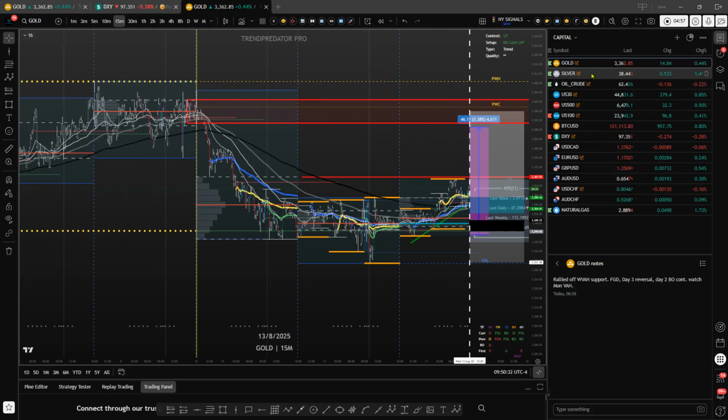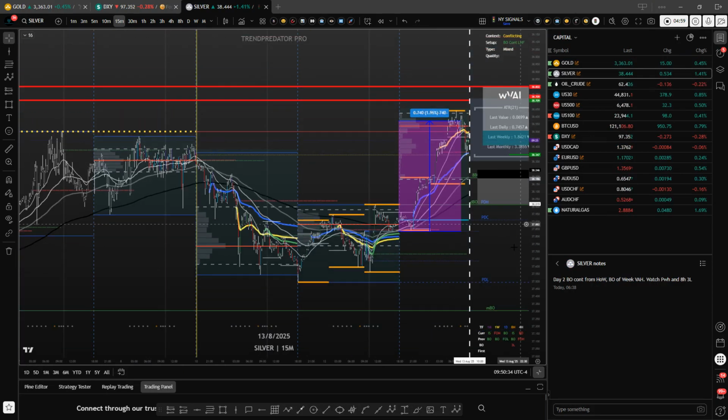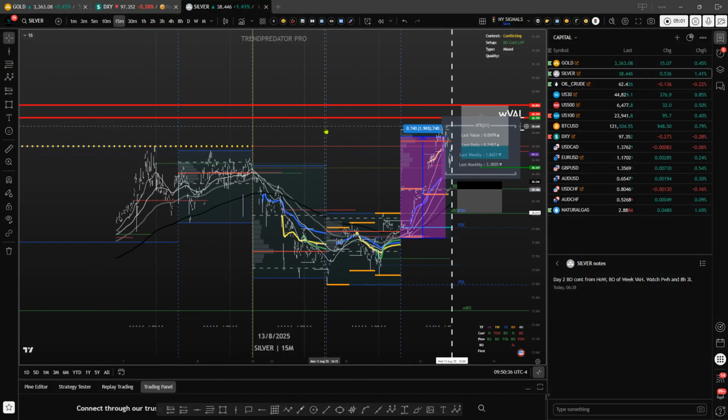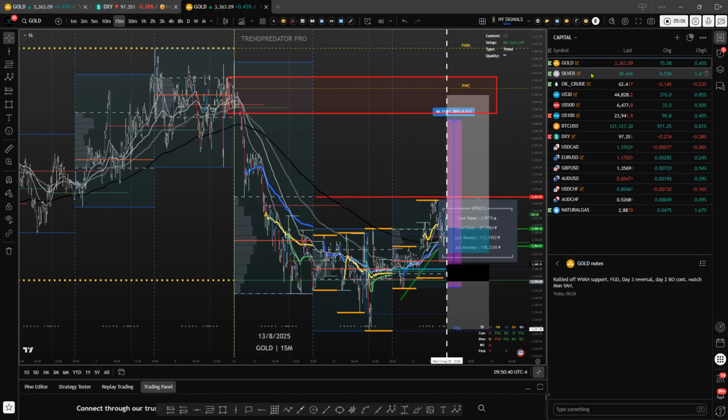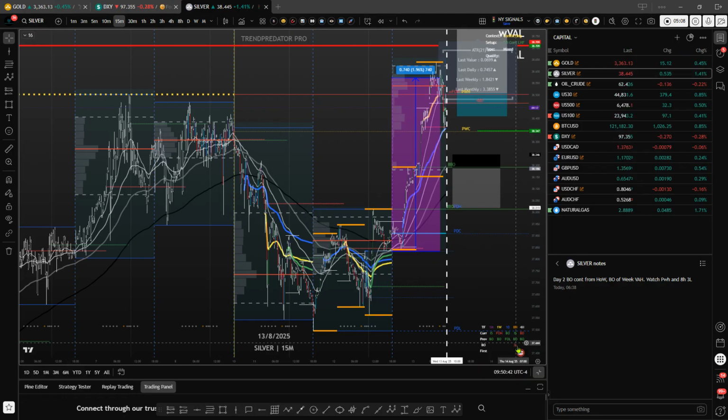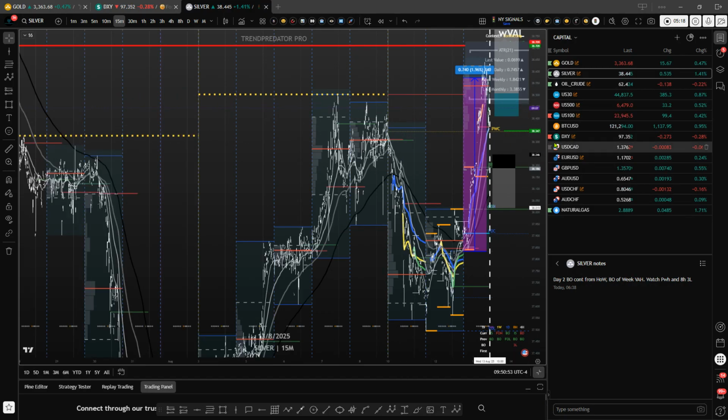If we look at silver, silver is not quite as convincing to the upside as yet. I believe we've got 3 sessions of continuous breakout, which is somewhat bearish. Still, the bullish context is there. Day 2 breakout continuation from the high of last week.